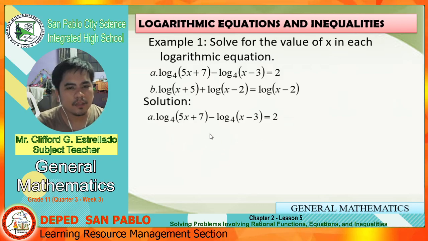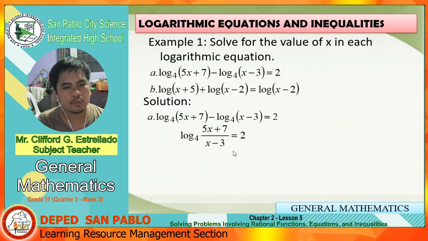So, we need to make this as a single fraction. Kasi logarithm of 4 parehas. Base 4. So, we have 5x plus 7, x minus 3, then subtraction. So, in making it as a single fraction, we can have quotient. So, we have logarithm of 5x plus 7 divided by x minus 3 with the base of 4 is equal to 2. Okay? So, we have now a single logarithm. Kasi dito dalawa pa siya. Logarithm of 4 tapos logarithm 4 ulit. So, dalawa, pinag-isa natin. Okay? Next.